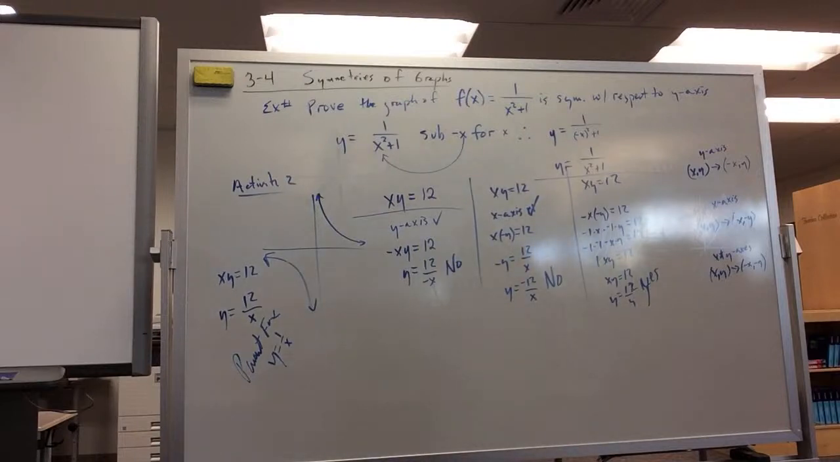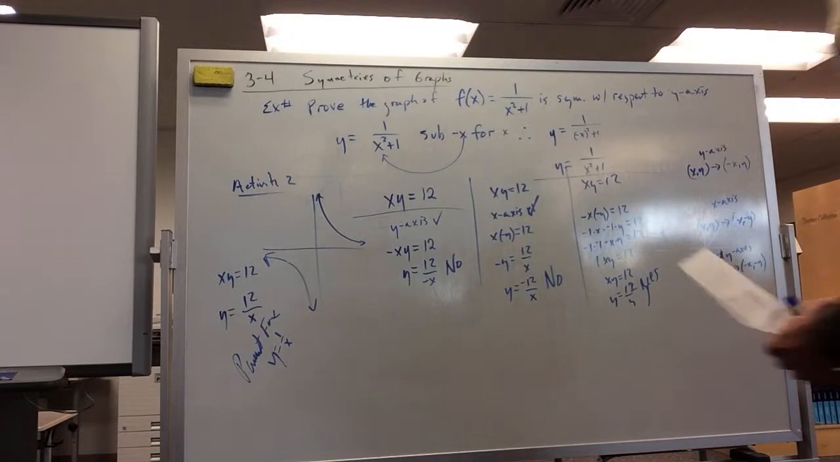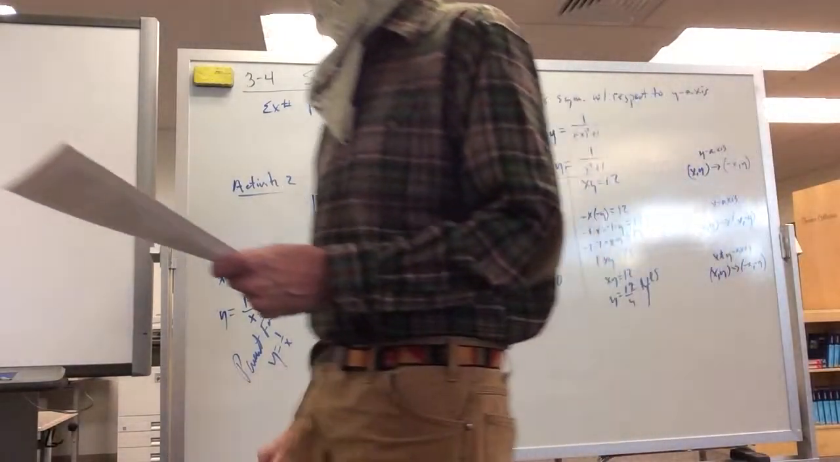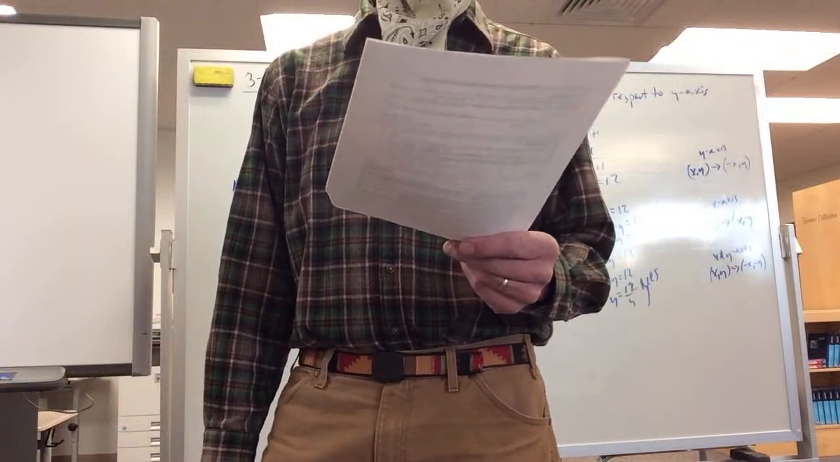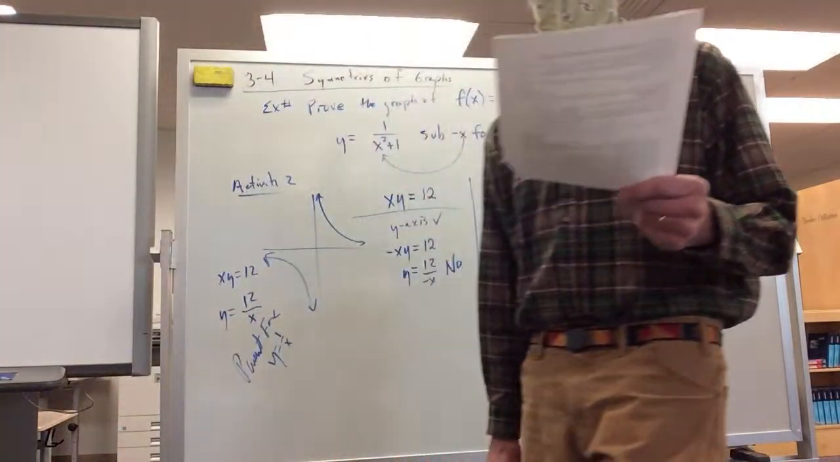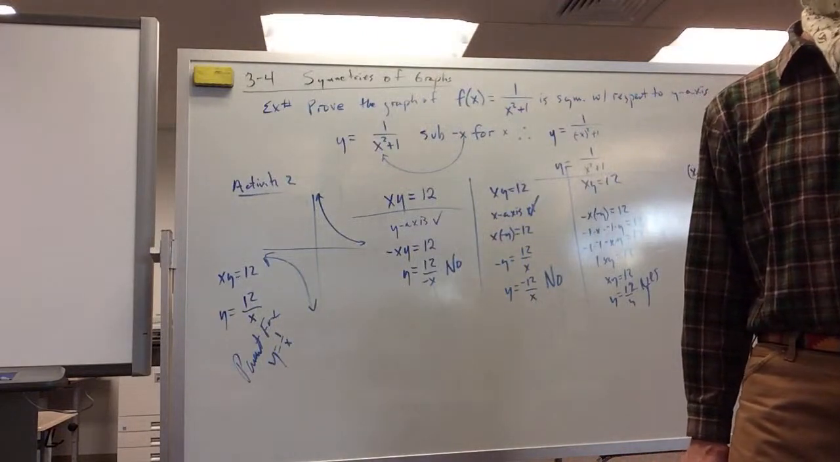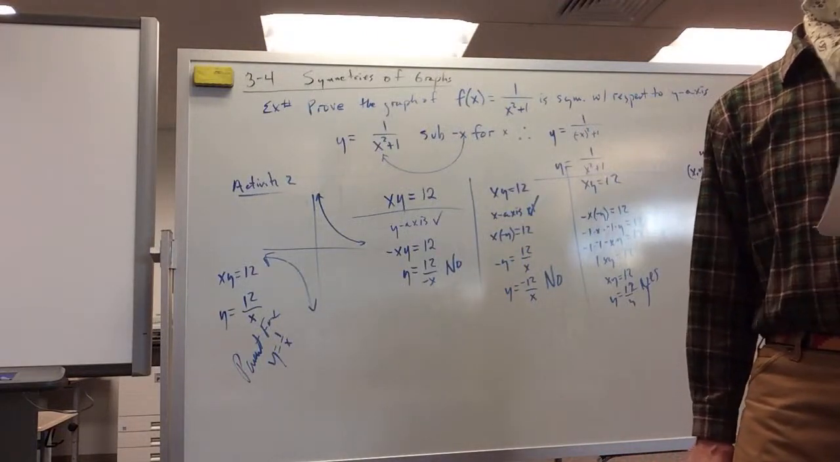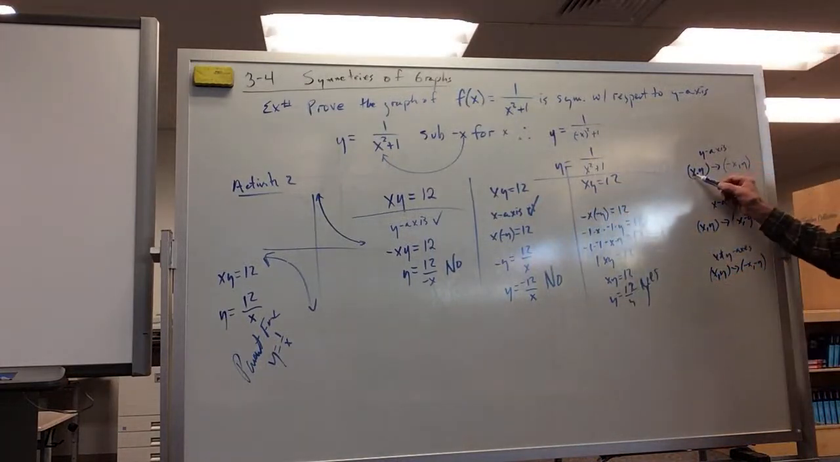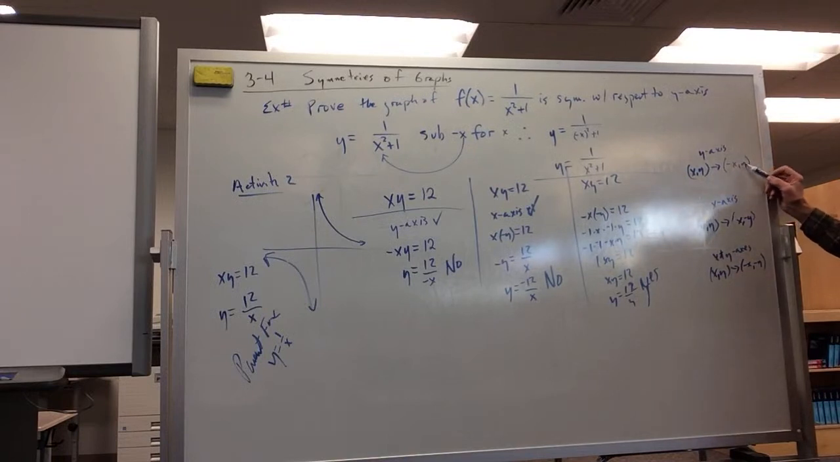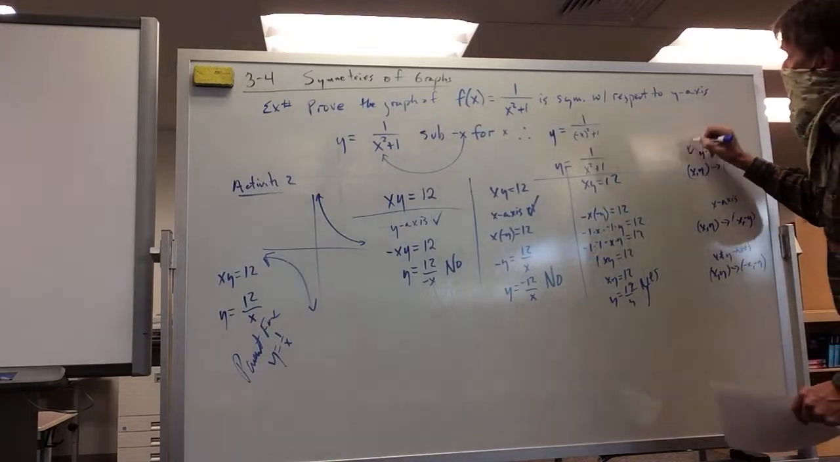So that's 2. So the definition of an even function: a function is an even function if and only if, for all values of x in its domain, the function of negative x is equal to the function of x. So in other words, the function of x gives me y. The function of negative x gives me y. Therefore, the function of x is equal to the function of negative x. So this is even right here.